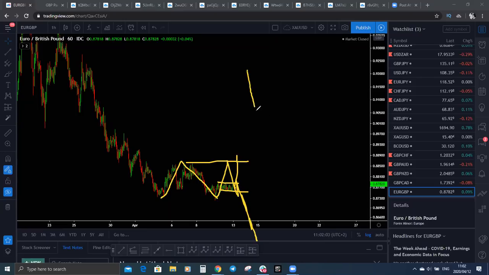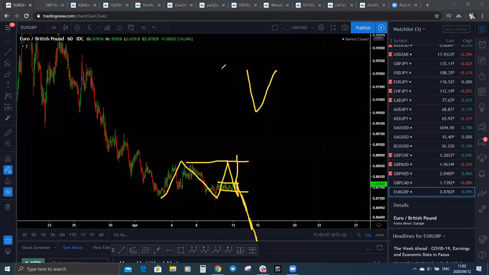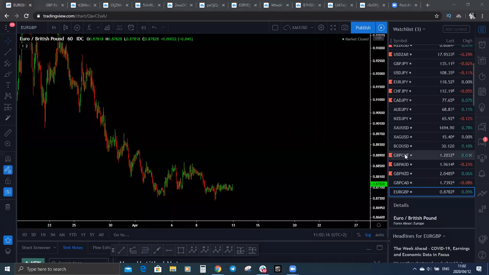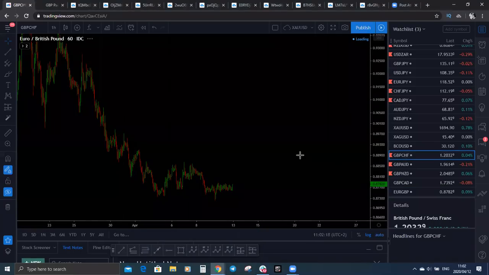If you remember US dollar pound, we currently made a move like this. It looks like we made a 3-way move like that. So we may get one more down before we make a move to the upside. Pound chief also. Let me draw these structures.